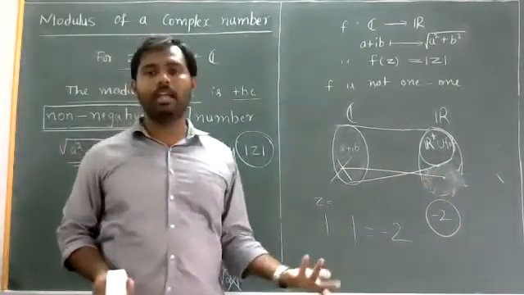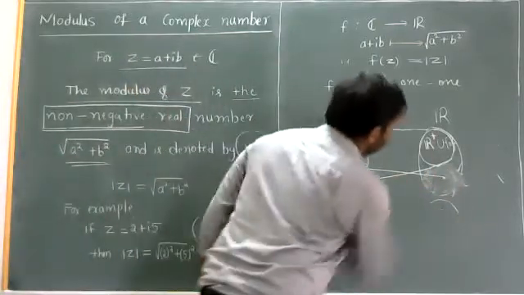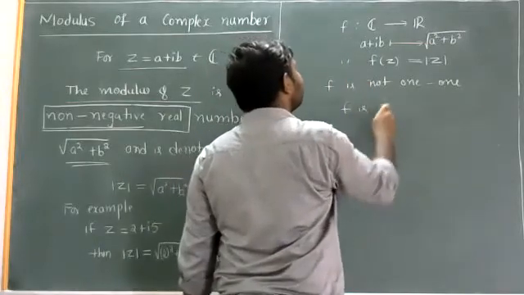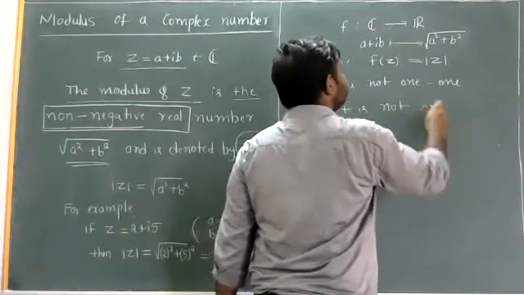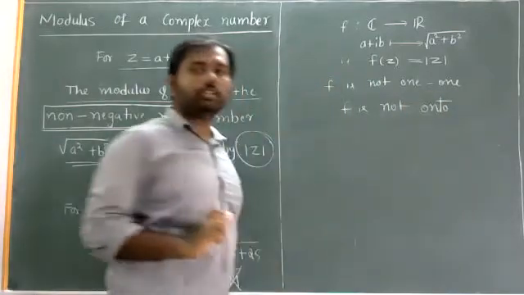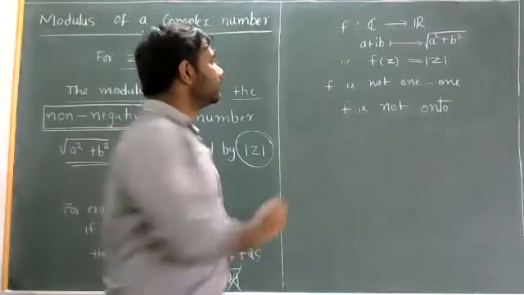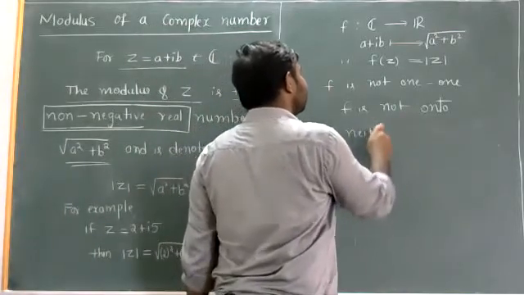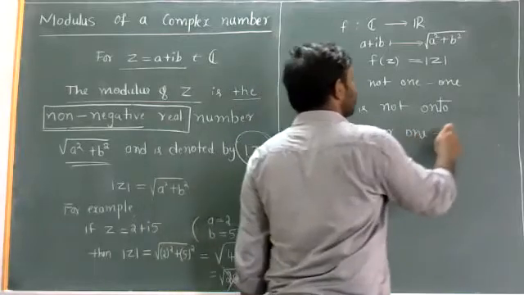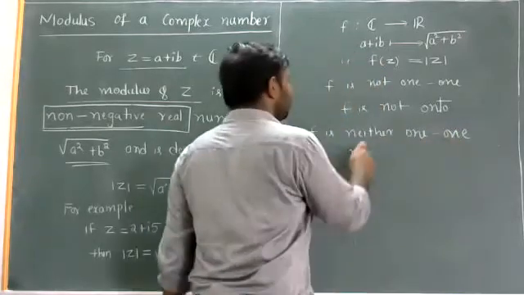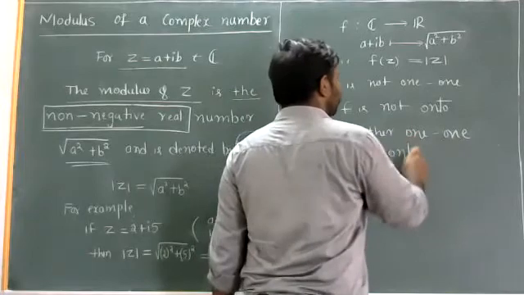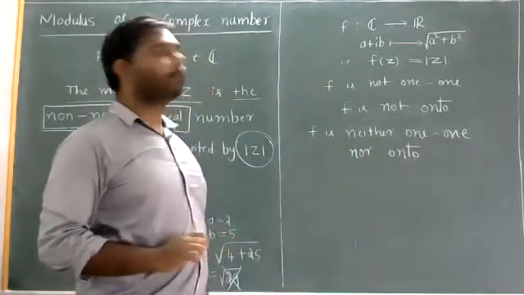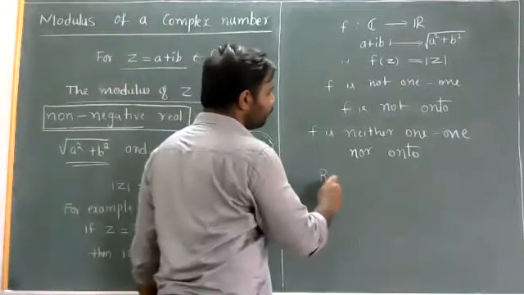So f cannot be onto also. f is not onto. Hence, f is neither one-one nor onto. Now, you know the notion of range.